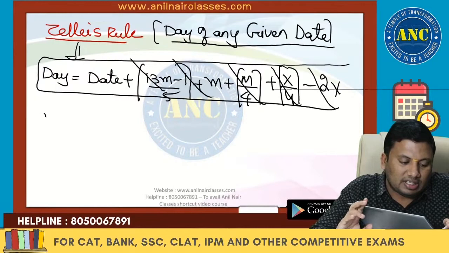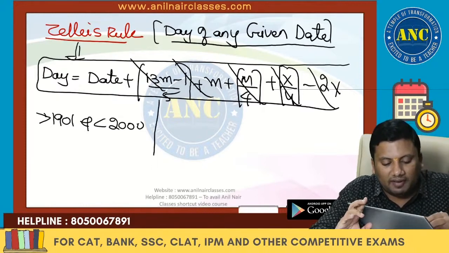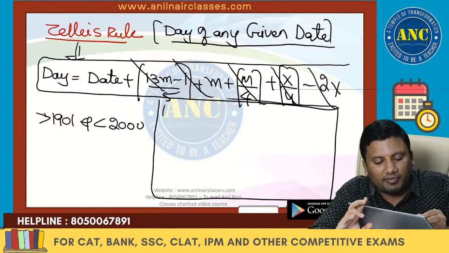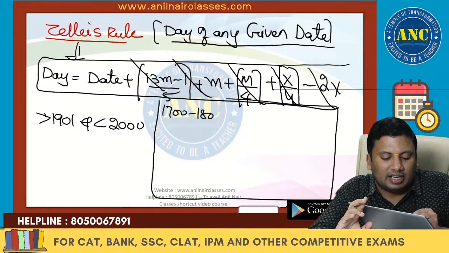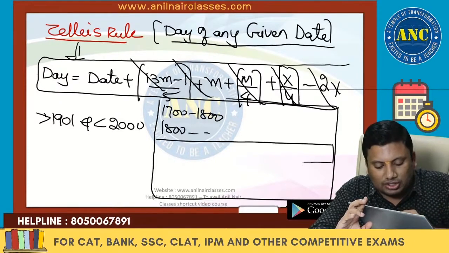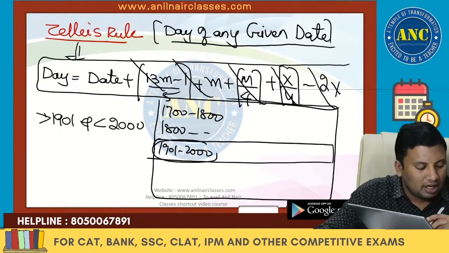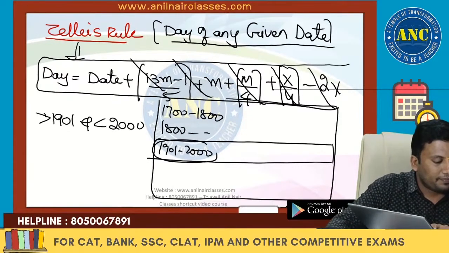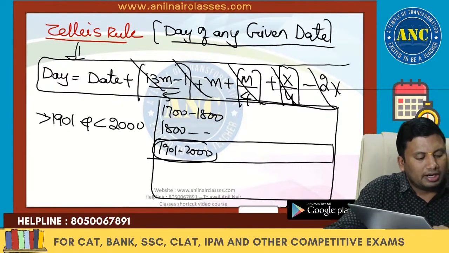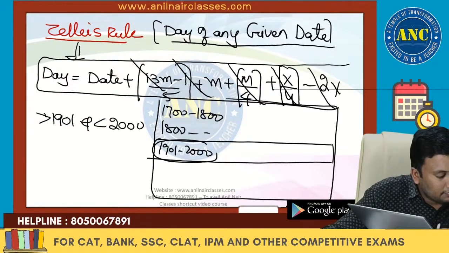I restricted to, again I am repeating, 1901 to 2000. Zeller gave a strip like this: 1700 to 1800, 1800 to 1900. I just took a strip to make you understand, and a good number of questions are coming from this strip. Any doubt, right? I hope it is clear. Next one.